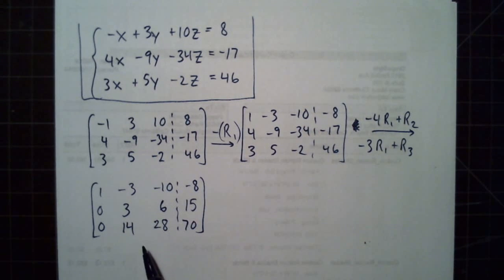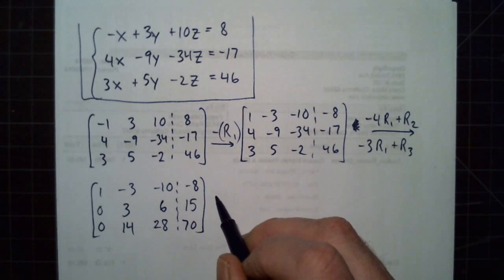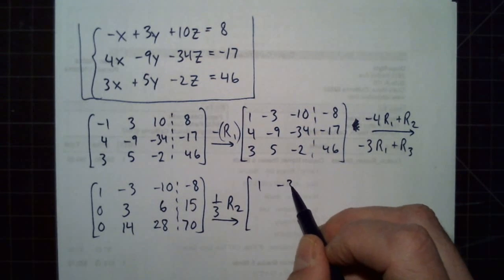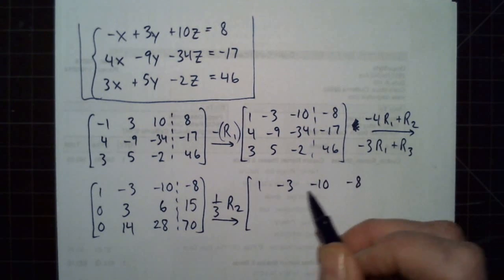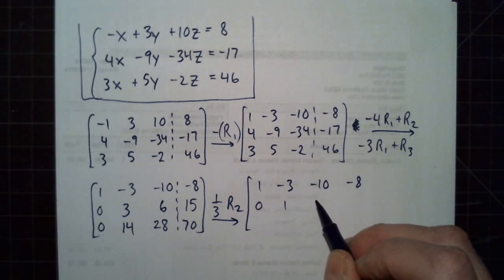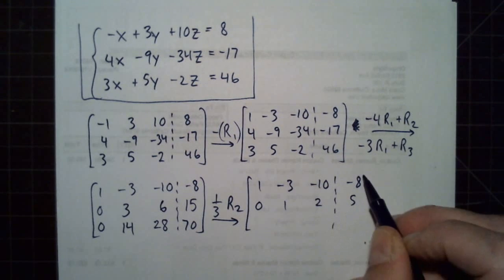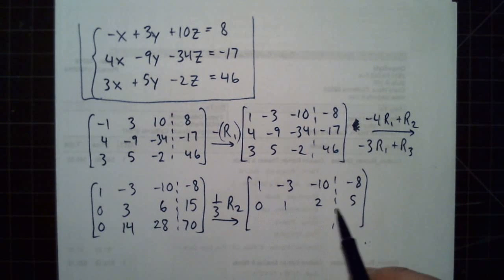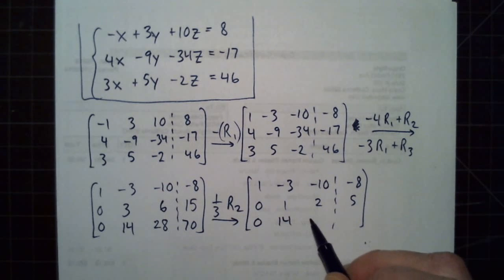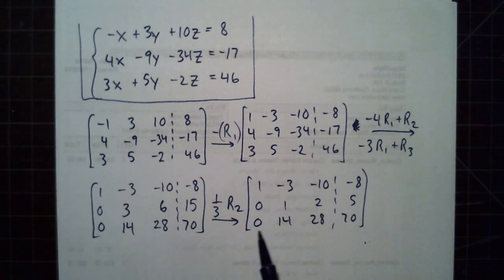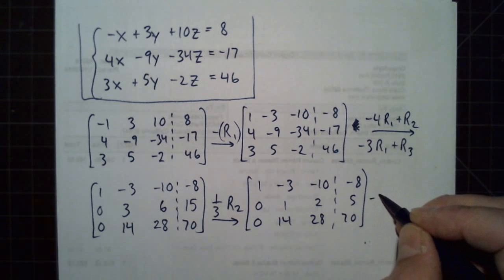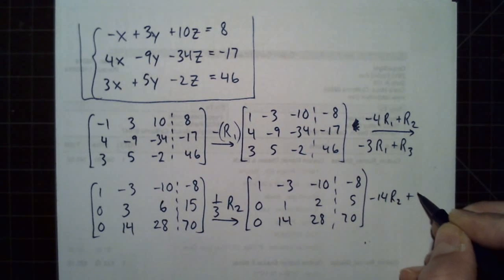And we want to make that a 1. So 1/3 row 2. One-third times 3, 1/3 times 2, 1/3 times 5 gives us that. No changes here. And we now want to use that to make that a 0. So we have to multiply by negative 14 plus 14. Negative 14 row 2 plus row 3.